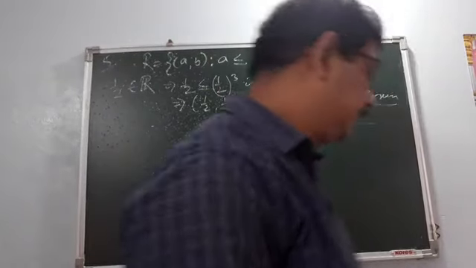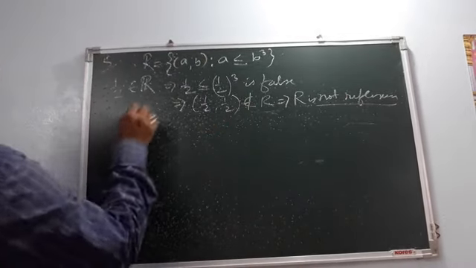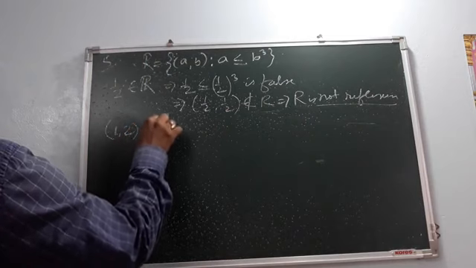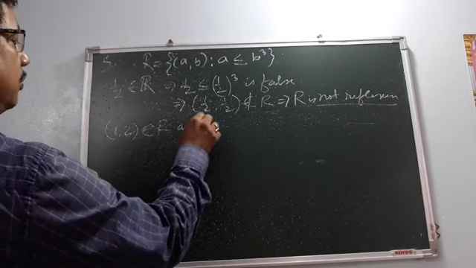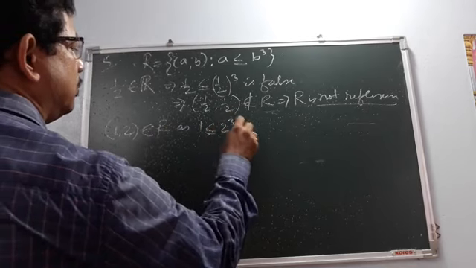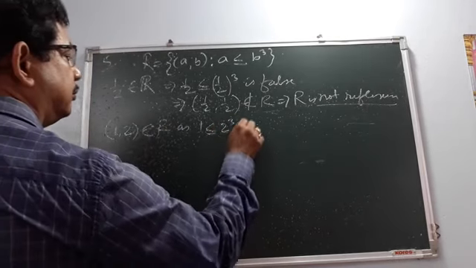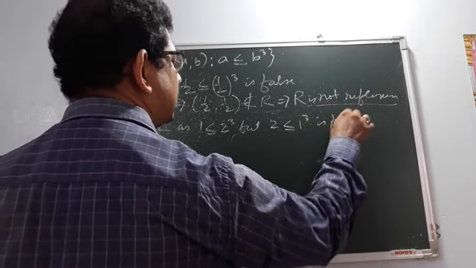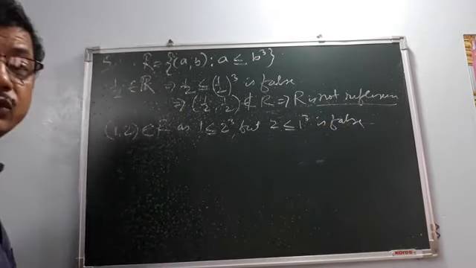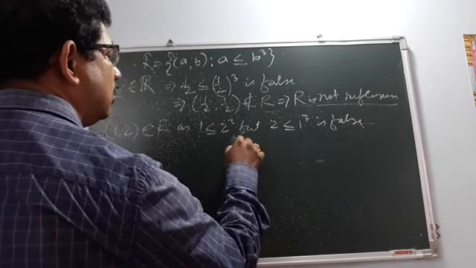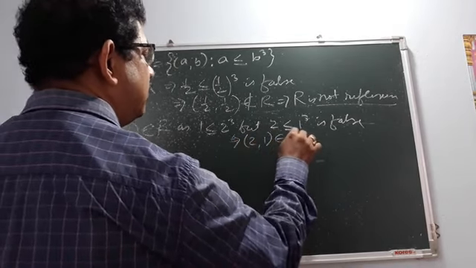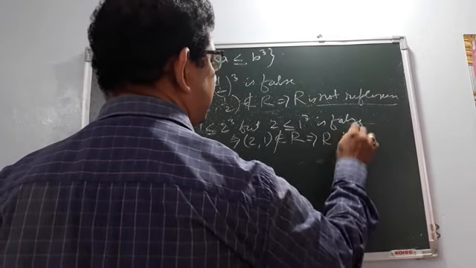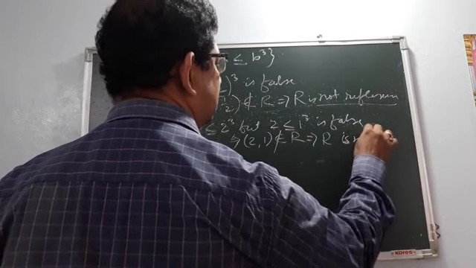Then if I take (1, 2) within R, it is within R because 1 is less than or equal to 2 cube. But 2 less than or equal to 1 cube is false. 2 cannot be less than or equal to 1. So (2, 1) we will not find within R, implies R is not symmetric.